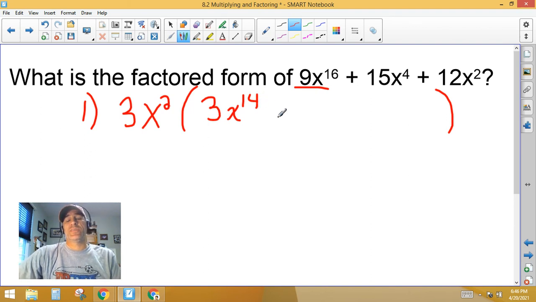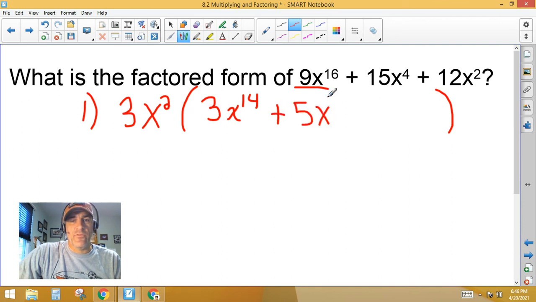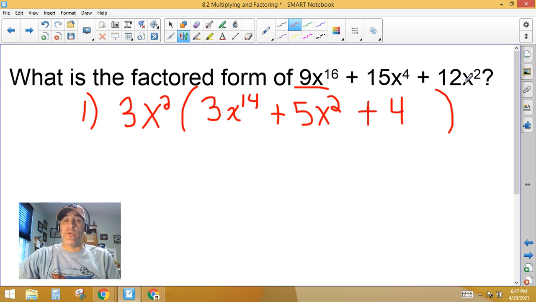What about the next piece? What's the next piece going to be? Hopefully you came up with plus 5x squared. And our last piece, just a 4. I already have an x squared. That has an x squared. I don't need any x's.